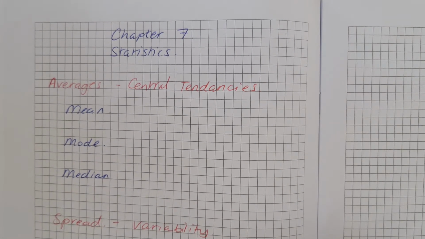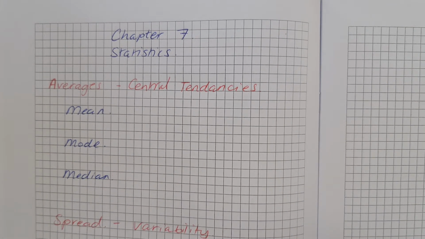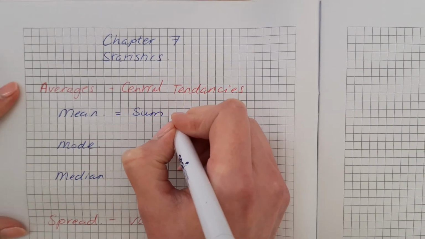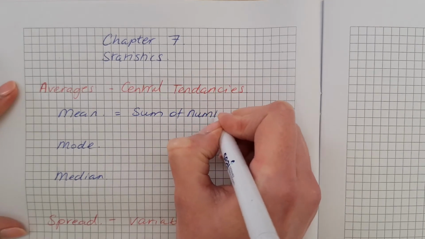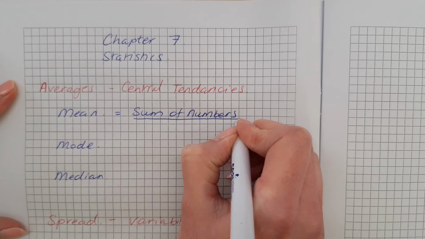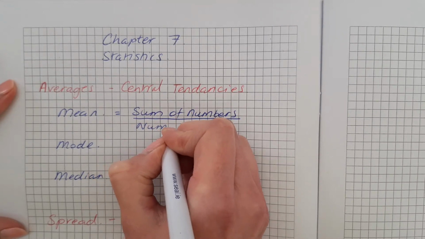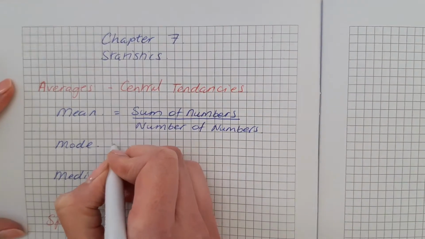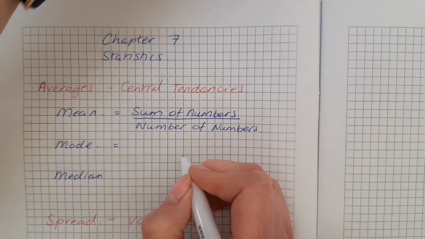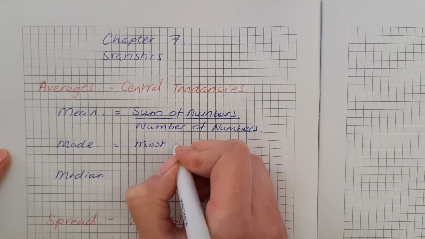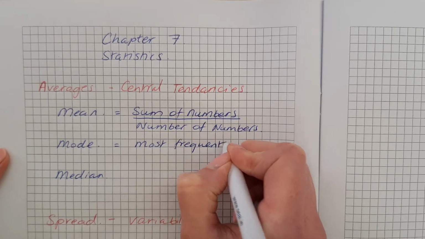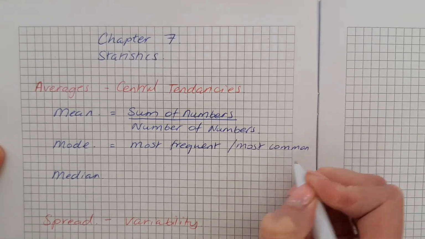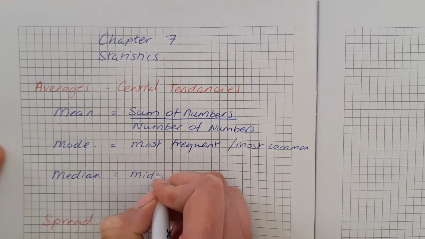The mean is an average of numbers where you add up the numbers and divide by the total number of numbers. So I'm just going to write that down. So the mean is equal to the sum of numbers divided by the number of numbers. The mode is the thing that comes up the most frequent, or most common. And the median is the middle number.